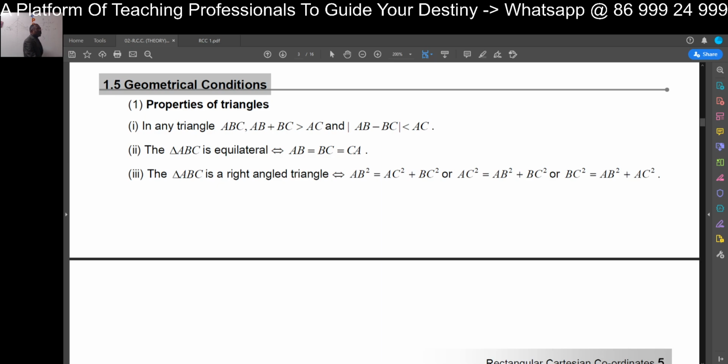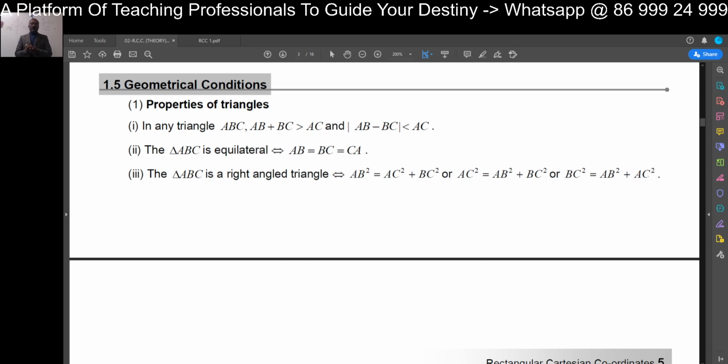What is the triangular inequality, please? Sum of any 2 sides must be greater than the third side. The difference of any 2 sides must be less than the third side.